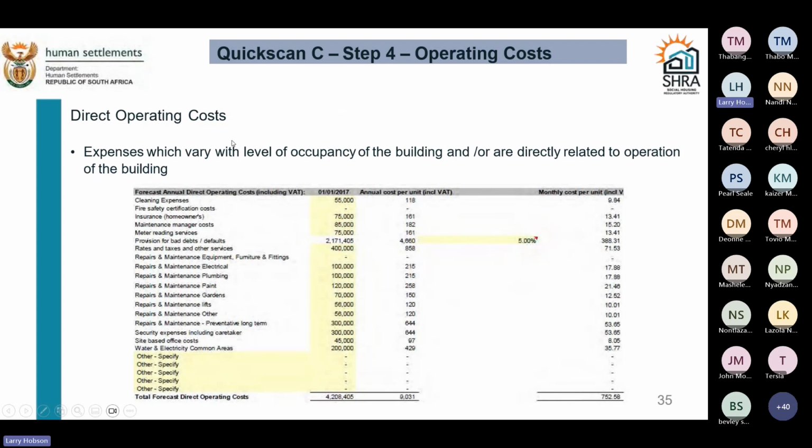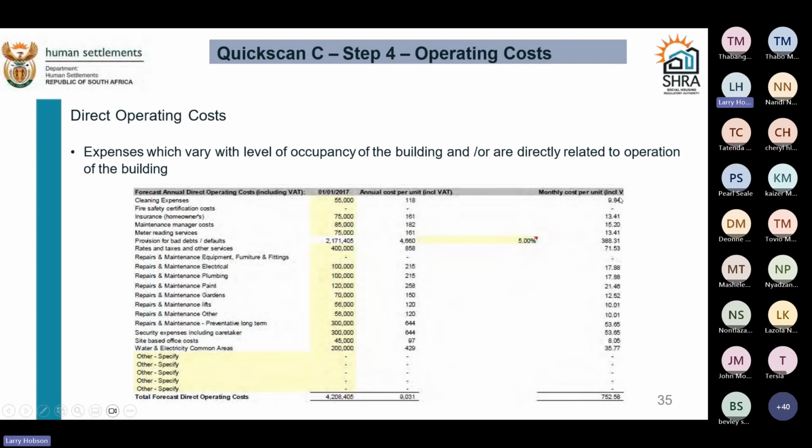Yes, and then when we enter our direct operating costs, we've got a facility to enter everything on a line-by-line basis. So you would put your annual cost in here. The model would then calculate your annual cost per unit, and then it would do a monthly cost per unit.